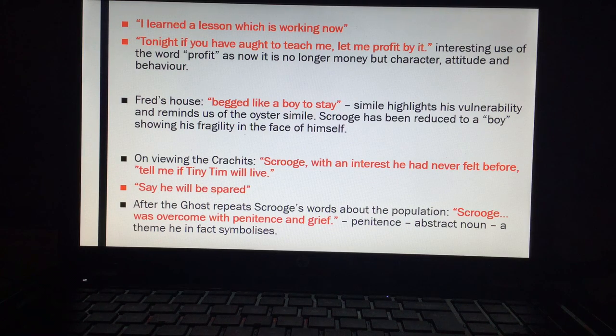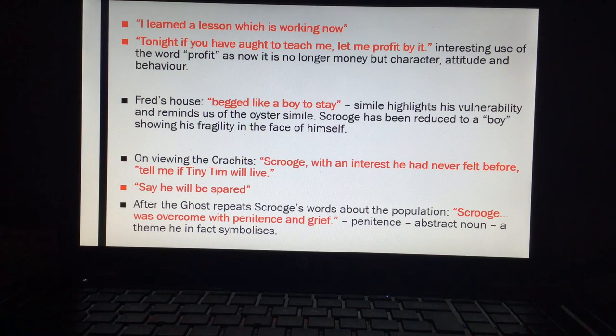Now, on viewing the Cratchits, we get this. Scrooge with an interest he had never felt before. Tell me if Tiny Tim will live. Now, again, your close analysis. Look at the subordinate clause with an interest he had never felt before. Now, being a subordinate clause, it is isolated within the middle of the sentence. With an interest he had never felt before.